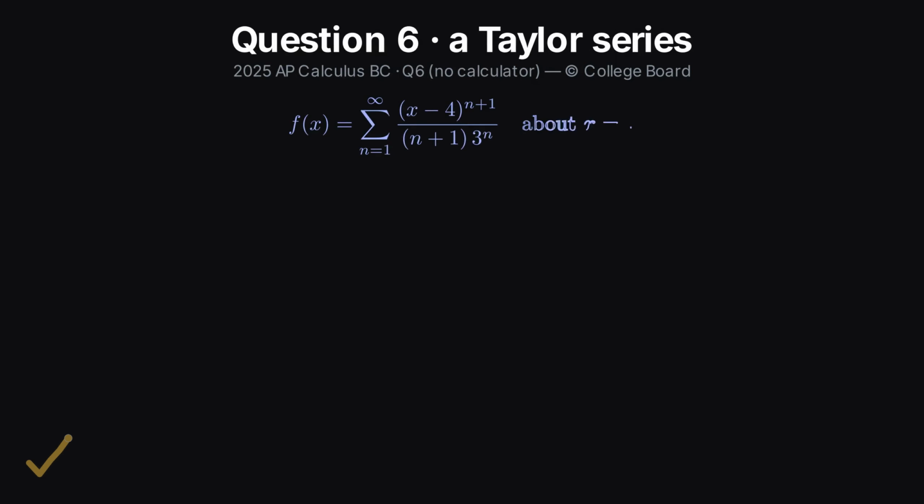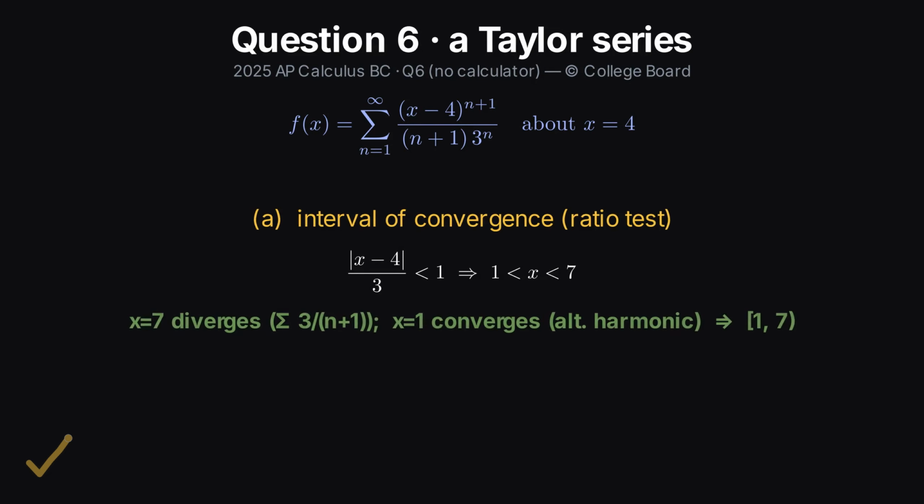Question 6, no calculator, the series question. F has a Taylor series about x equals 4, the sum of (x minus 4) to the n plus 1 over (n plus 1) times 3 to the n. Part A, the ratio test gives the absolute value of (x minus 4)/3 less than 1, so x is between 1 and 7. At 7 it diverges, at 1 it converges. The interval is 1, included, to 7, excluded.